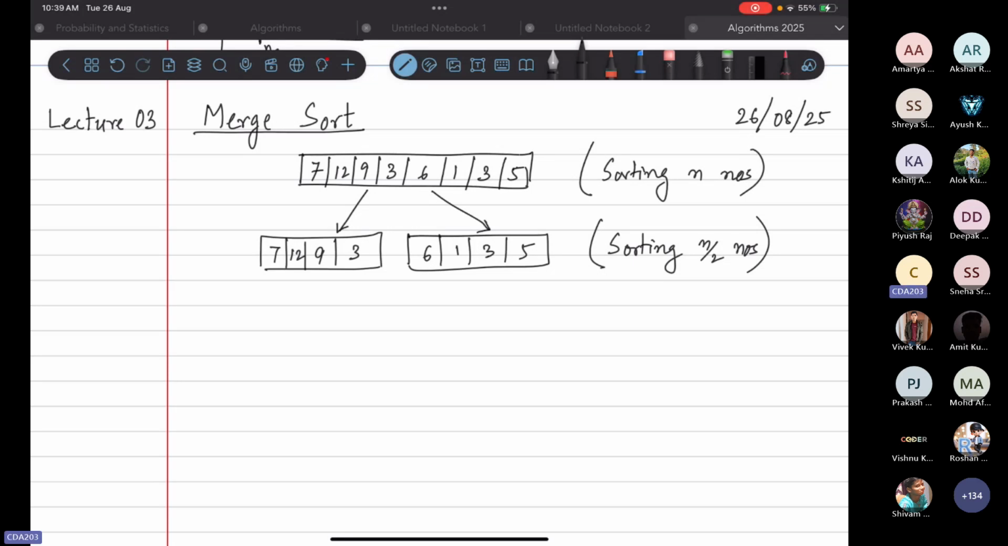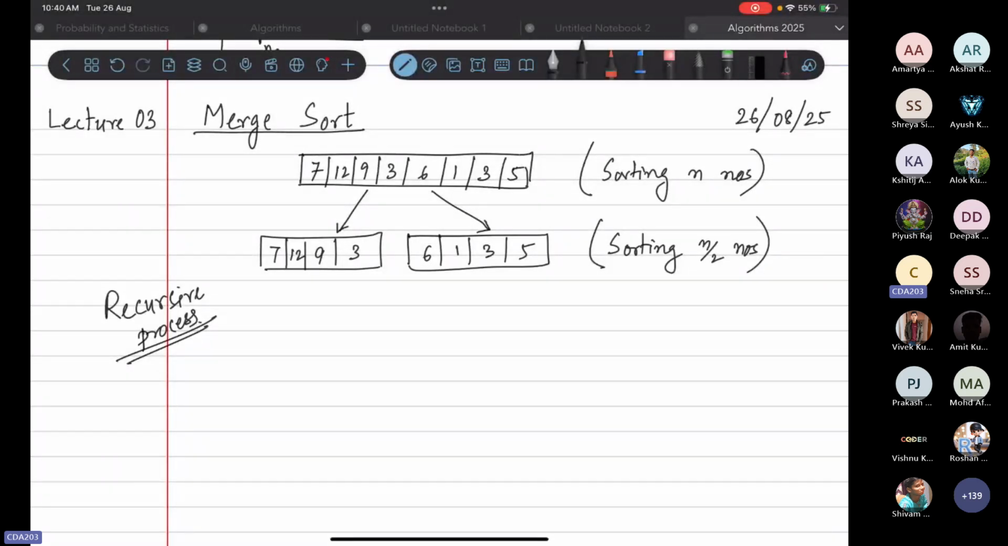Now, how are we going to sort it? That's the question. We are going to sort these by a recursive process. At this point, I hope that everyone knows what I mean by a recursive process. Can anyone tell me what a recursive process is? Yes, it's basically a function that calls itself, right?